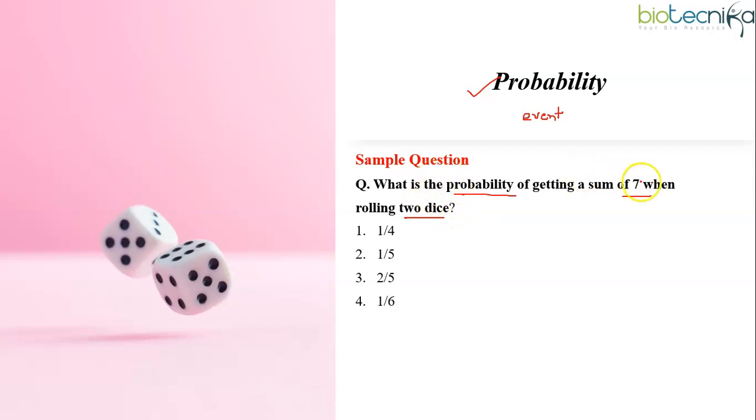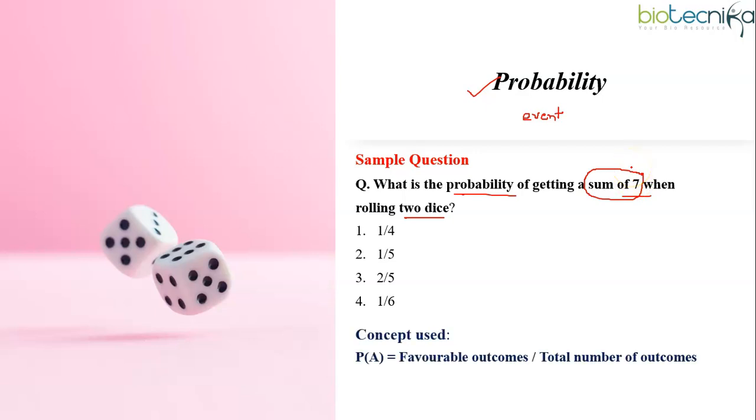So as mentioned in this question, we have to look for the probability of getting a sum of 7 when rolling 2 dice. The formula to calculate probability is favorable outcomes by total number of outcomes.